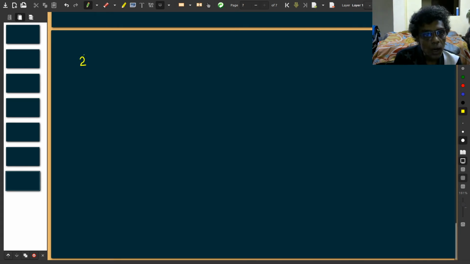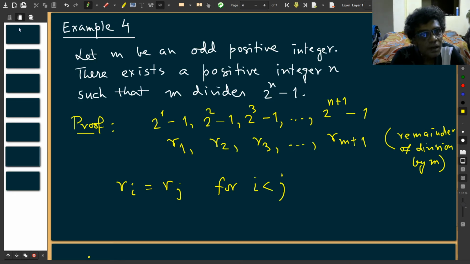2 power i minus 1 is actually, why am I using minus 1s here? There is no reason. There is absolutely no reason. Although there is no harm either.